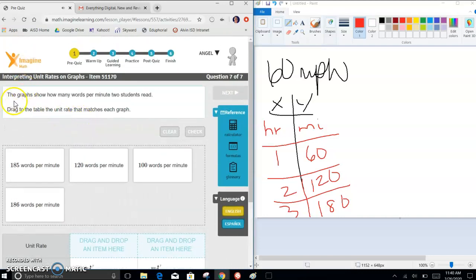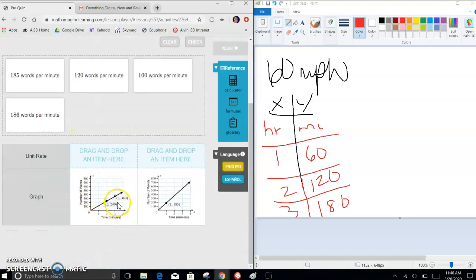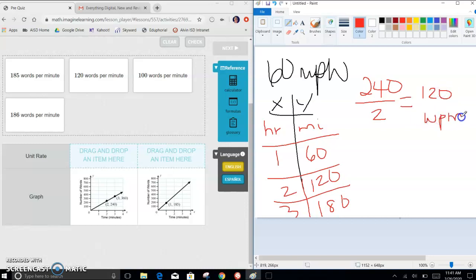All right, last one. The graphs show how many words per minute 2 students read. Here, I've got 240 out of 2. 240. I cut it in half. That's 120 words per minute.